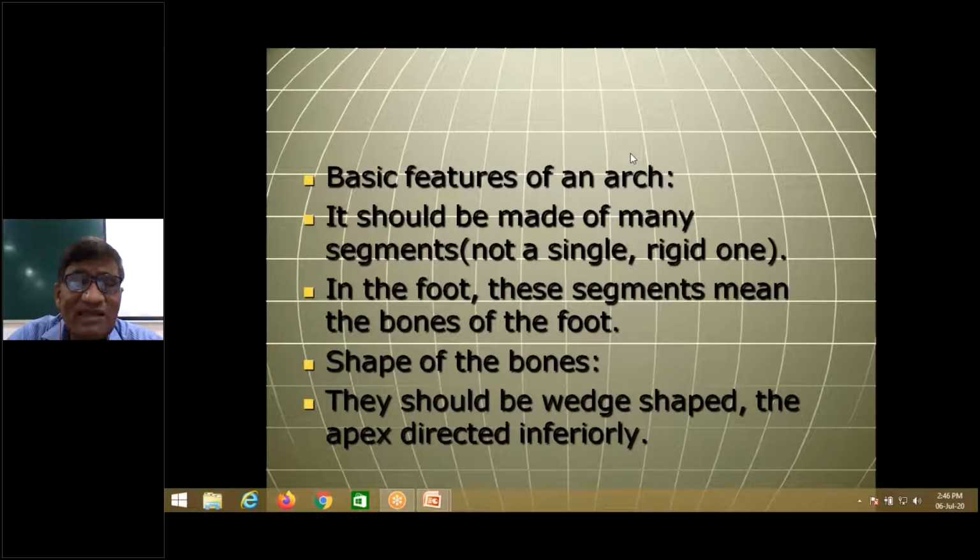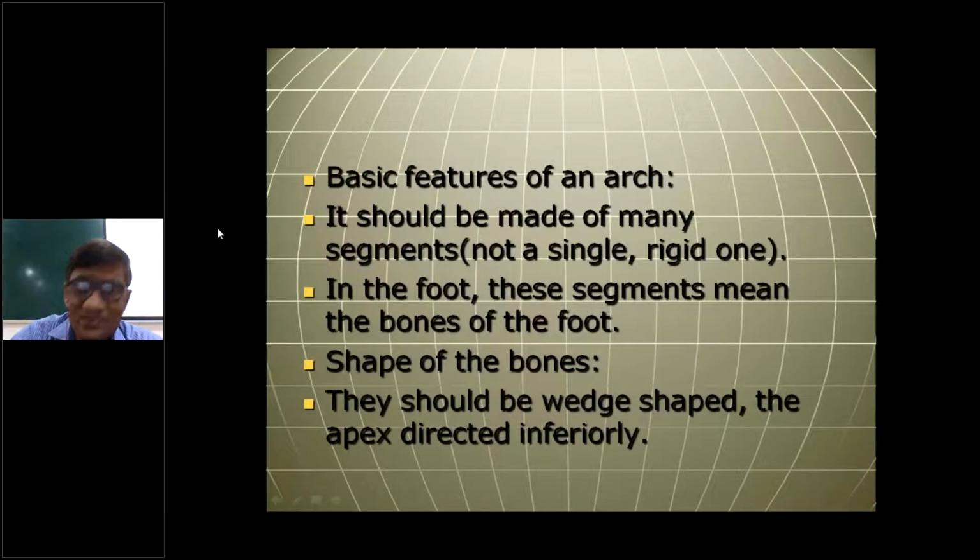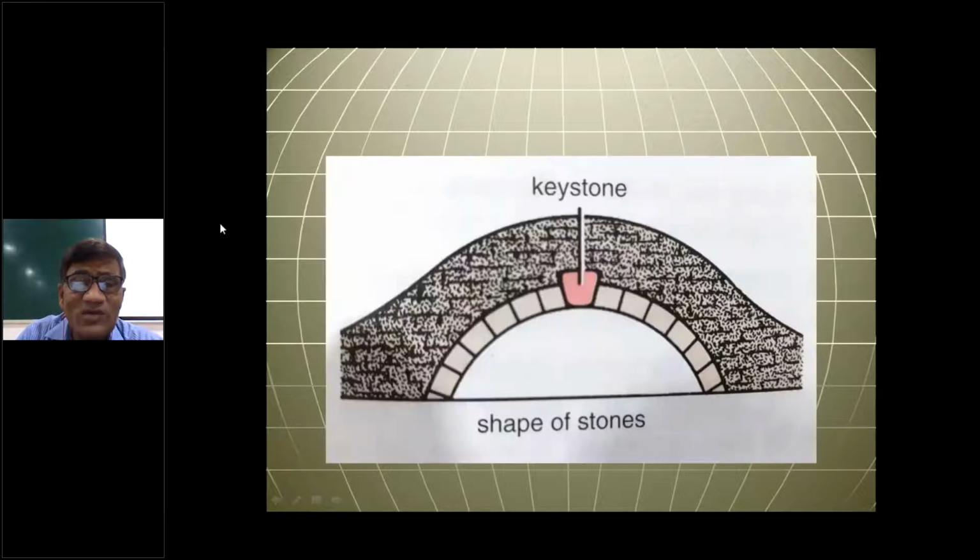A bones shape ఎలా ఉండాలి? Shape of the bones also should be wedge shaped. The bones should be wedge shaped. ఆ వెడ్జ్ కూడా అపెక్స్ డైరెక్టెడ్ ఇన్ఫీరియర్లీ అలా ఉంటేనే ఆర్చ్ కుదురుతుంది. So it should be made up of many bones, and most of the bones should be, if not all, wedge shaped, and the apex should be ventral. ఇక్కడ చూడండి, ఒక ఆర్చ్ ఎలా ఉండాలో ఇక్కడ బ్రిడ్జ్ లాంటిది ఎగ్జాంపుల్ చూపించారు పుస్తకంలో.